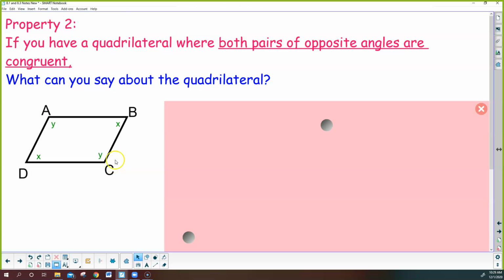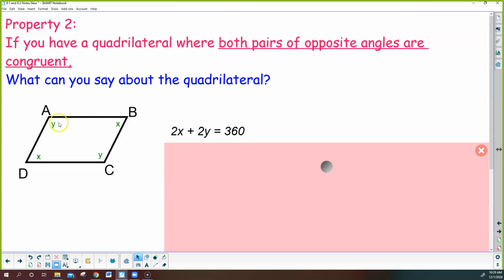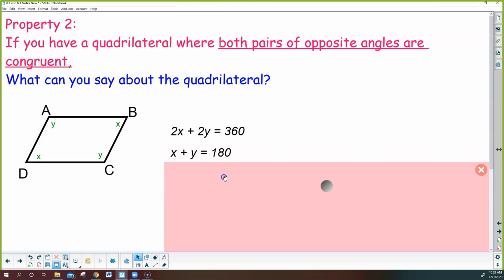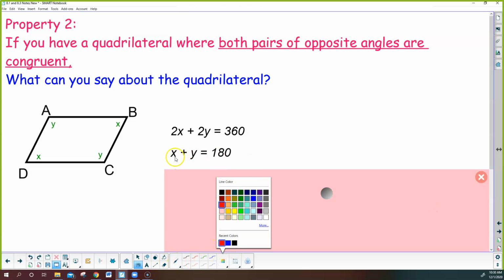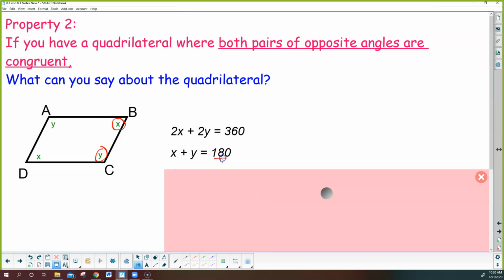Well, what do we know? Well, wait a minute, these are interior angles. Interior angles for any quadrilateral have to add up to 360. So if I add the X's together and I add the Y's together, 2X plus 2Y has to equal 360. What if I divide both sides by 2? What did I just kind of show or prove? I just showed that X plus Y, now look at where X is, X plus Y equals 180.